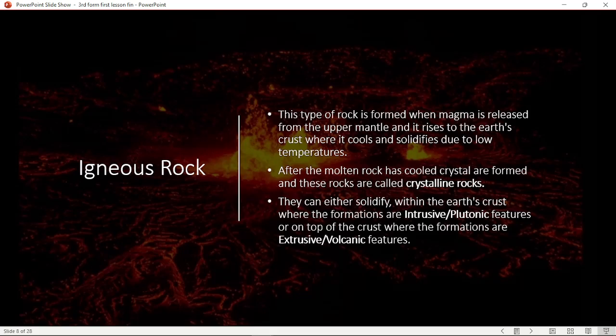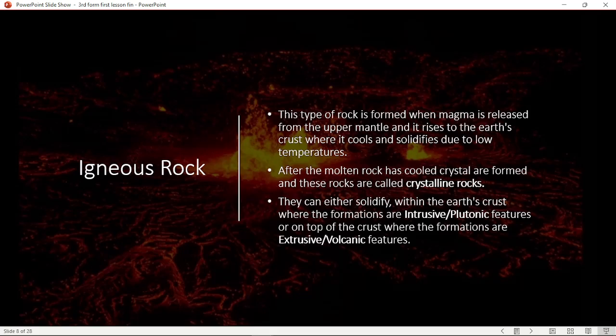So, you know how in volcanoes we get lava? The thing inside the volcano before it's released to the surface where we can actually see it will be called magma. And when magma is released through the mantle and it eventually reaches the Earth's crust, this is when it cools, and that's when it becomes a rock. And these rocks will be known as the igneous rock, as you can see here.